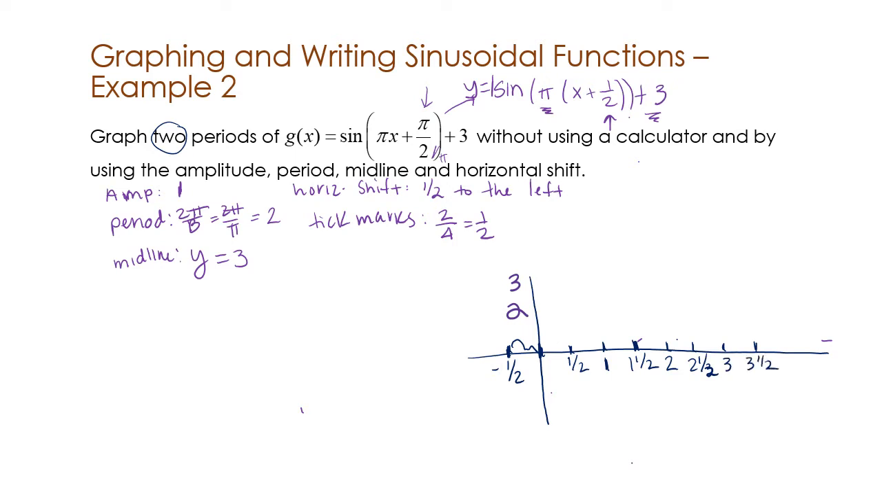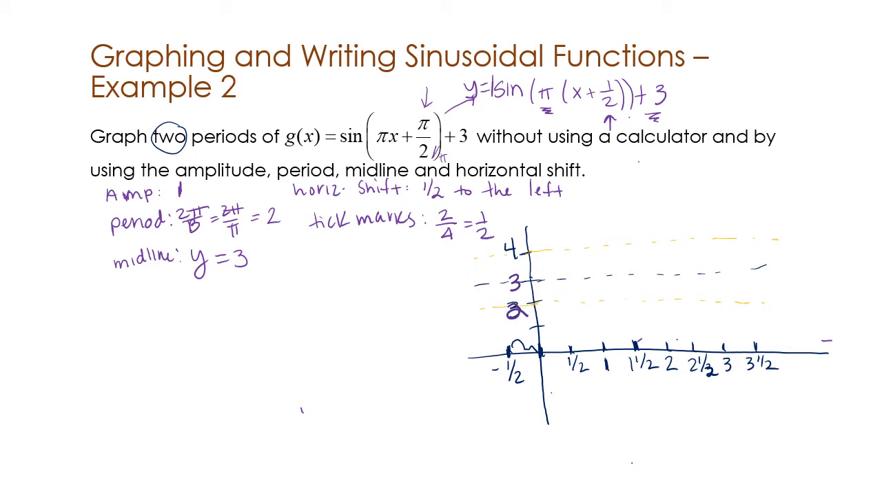Okay, so we've got our midline is at 3. So 1, 2, 3. So there's our midline. Our amplitude is 1, so at 4 is going to be my maximum, and then at 3 is going to be my minimum. Okay, so let's do our first cycle of this.